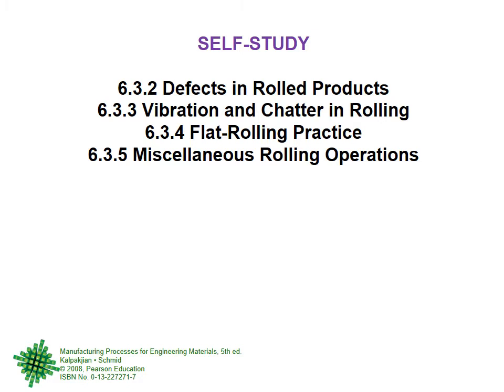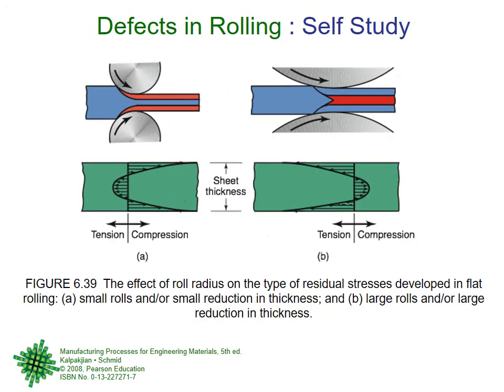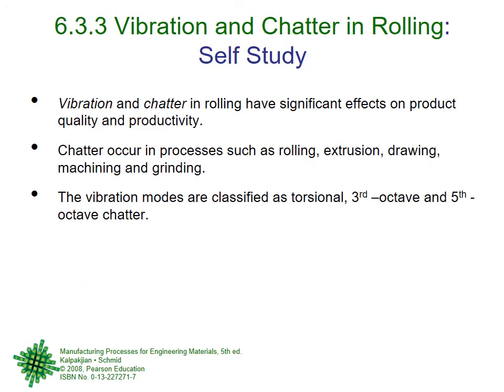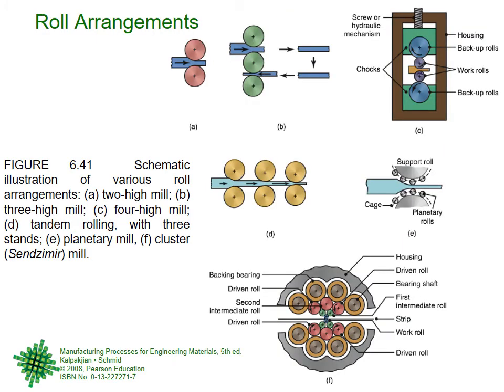So let us see what these topics are. Defects in rolling, right? Some other defects in rolling are also shown. Vibration and chatter: when vibration is there, there is a chattering, there is some noise that can happen in rolling. That is also a bad thing. Flat rolling practice: how do you do that? Roller leveling: how do you level? Roll arrangements, different types: 2 rolls, 3 rolls, 4 rolls.